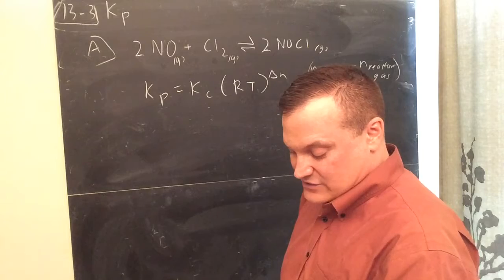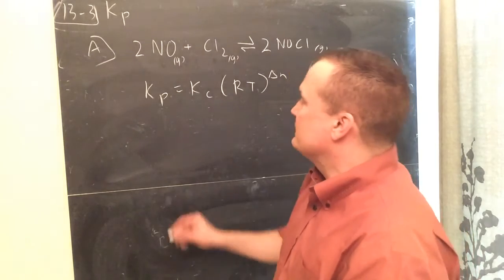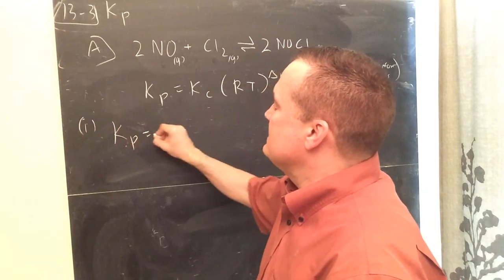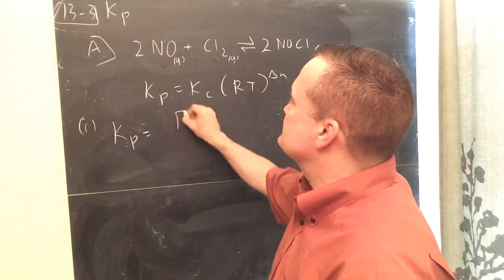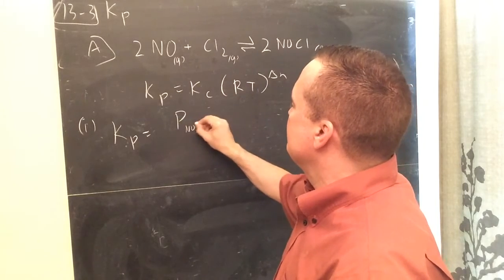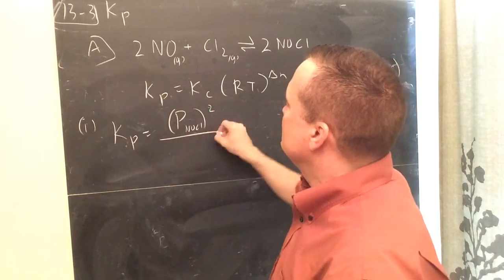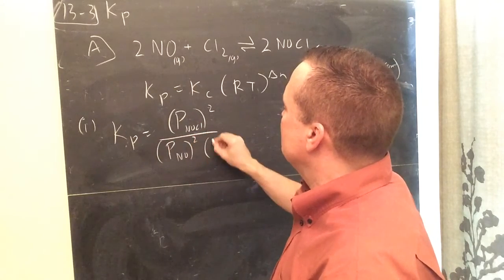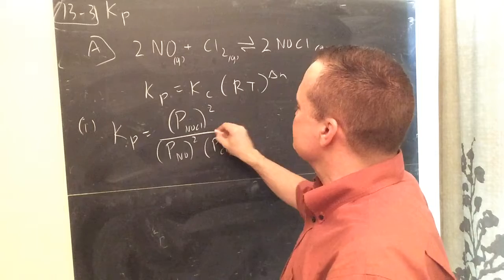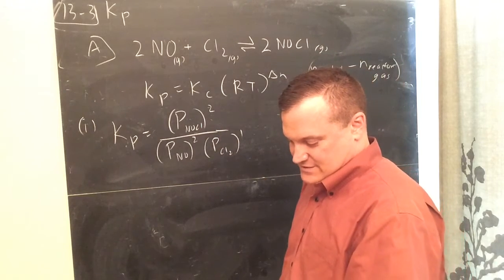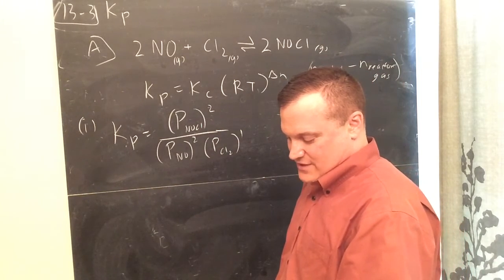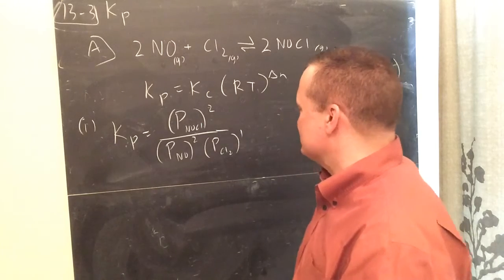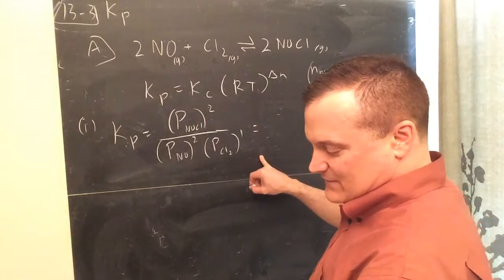They say calculate the value of Kp for this reaction. So first, number one, find Kp. Kp is equal to the partial pressure of NOCl squared divided by the partial pressure of NO, also squared, times the partial pressure of chlorine to the first power. Making sure I didn't mess up anything there. So plug in those numbers and let's find the value for Kp.